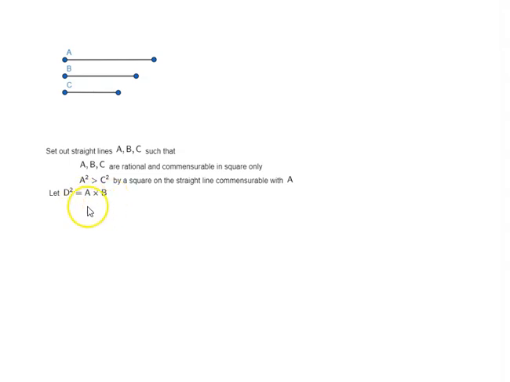What this means is that we have to find D such that the square on that straight line is equal to the rectangle contained by A by B. We know how to do that. So let me bring it in.